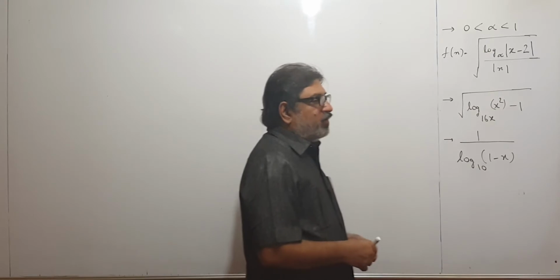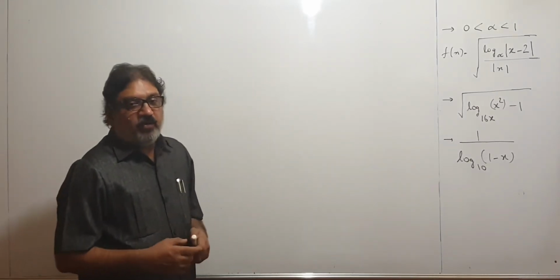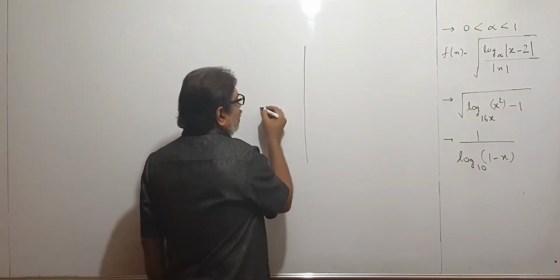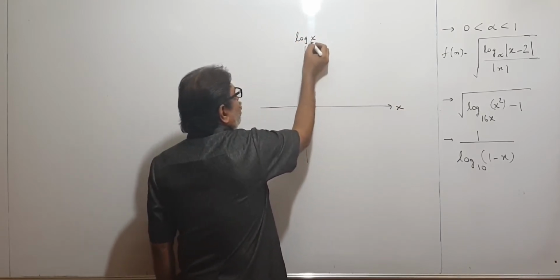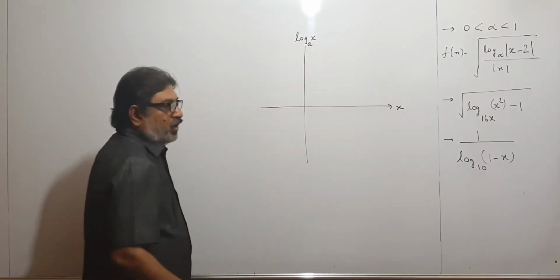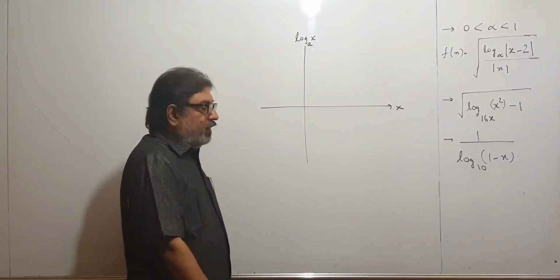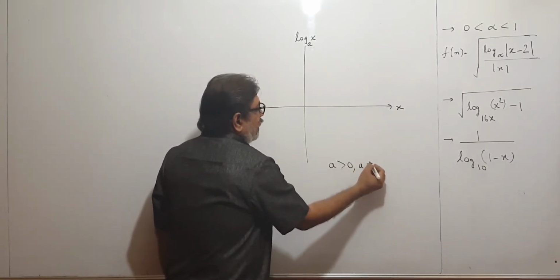Before going on to this topic, let us understand some properties of the log function because I will be using them again and again. You know the graph of the log function comes like this. Here will be x, here will be log x to the base a. Now you know that the base of the log should always be positive but not 0. That we already know. a should be positive but a should not be 1.